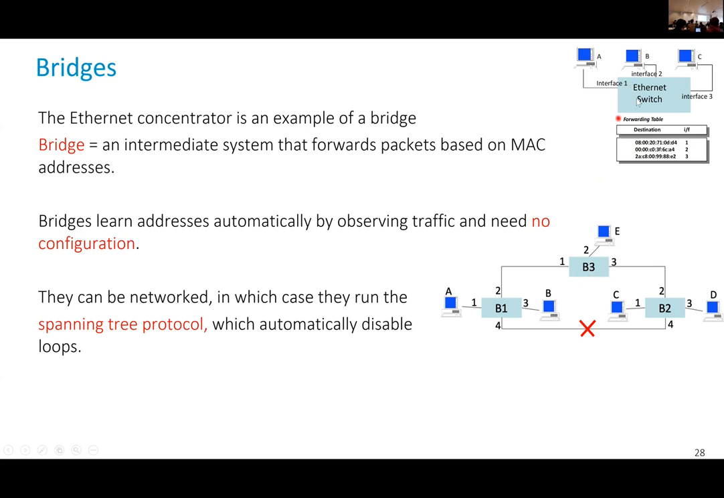And the principle of learning applies to this, so they will need no configuration, with a caveat. If you create a loop, like I'm showing here, I'm connecting everything to everything, so I'm creating a loop. This learning system has a problem if there is a loop. Also, the broadcast has a problem if I send a broadcast.